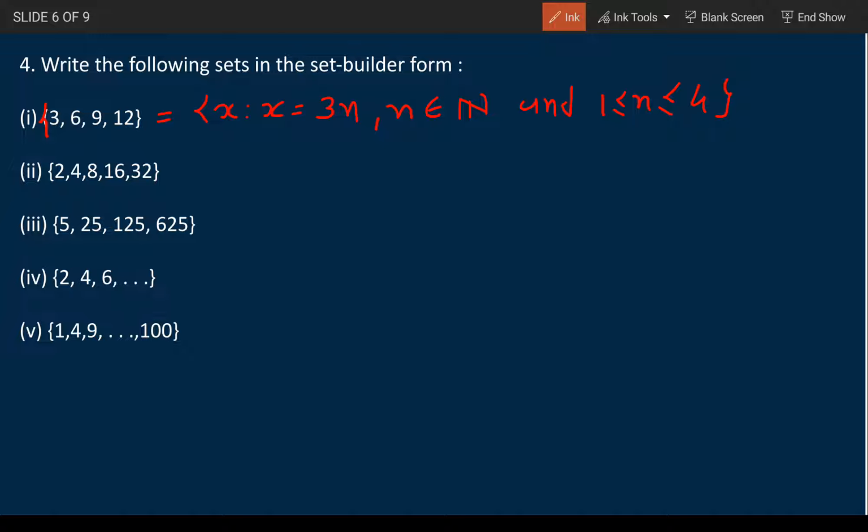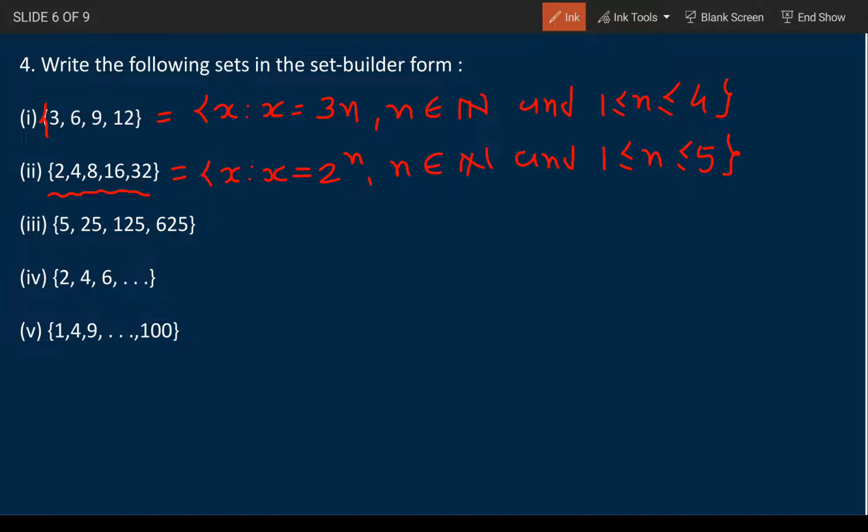Second question, we have 2, 4, 8, 16 and 32. So this is common. x is equal to 2 raised to n. Here we can see the power of n is increasing. So n belongs to capital N, and n travels from where to where? 1 less than or equal to n less than or equal to 5.